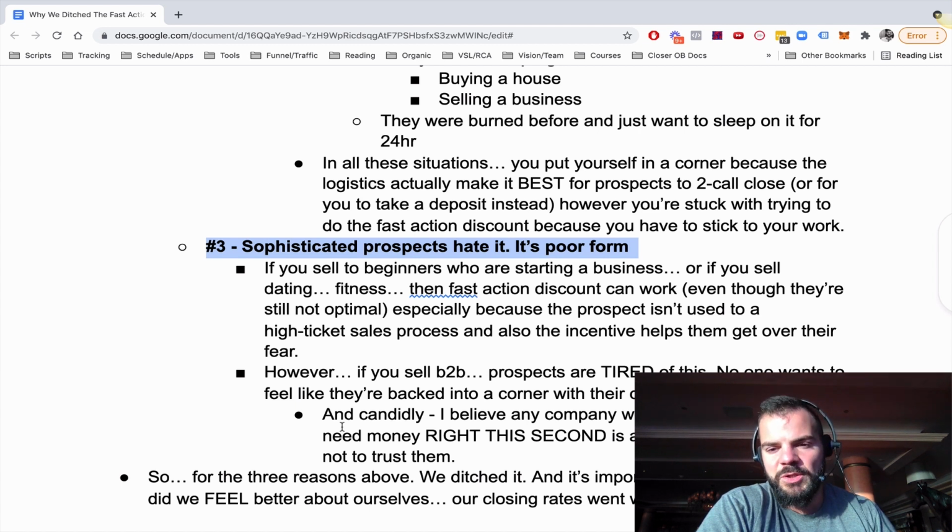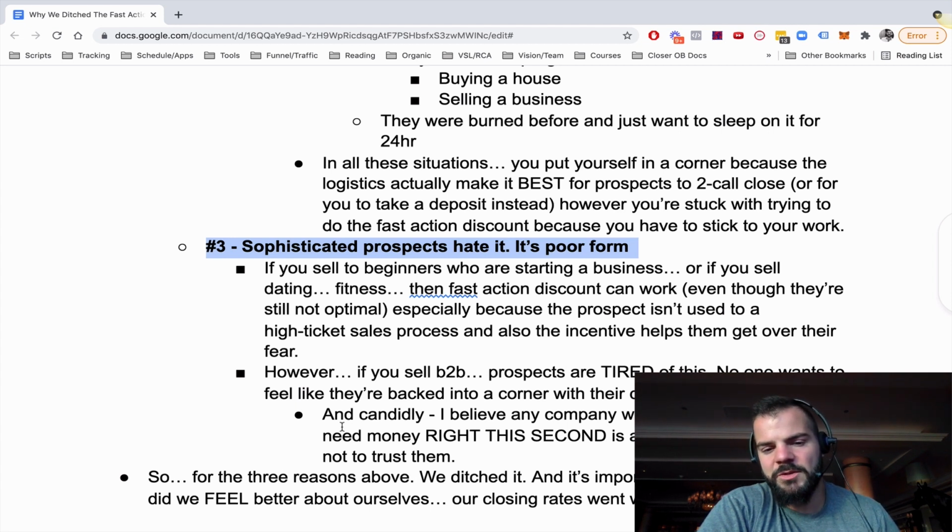If you sell to beginners who are starting a business, or if you sell dating, you sell fitness, then incentive-based pricing can work. I still don't think it's optimal, but it's not as detrimental to your sales, in my opinion, in those markets. And that's mainly because the prospect isn't used to the high-ticket sales process. Like, they haven't been through processes like these again and again and again. But if you sell B2B, prospects, after they hear it one time, they're tired of it.